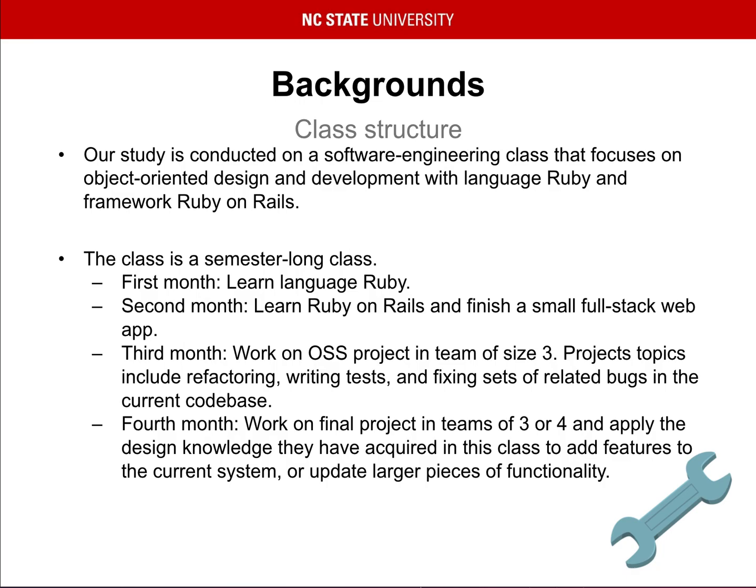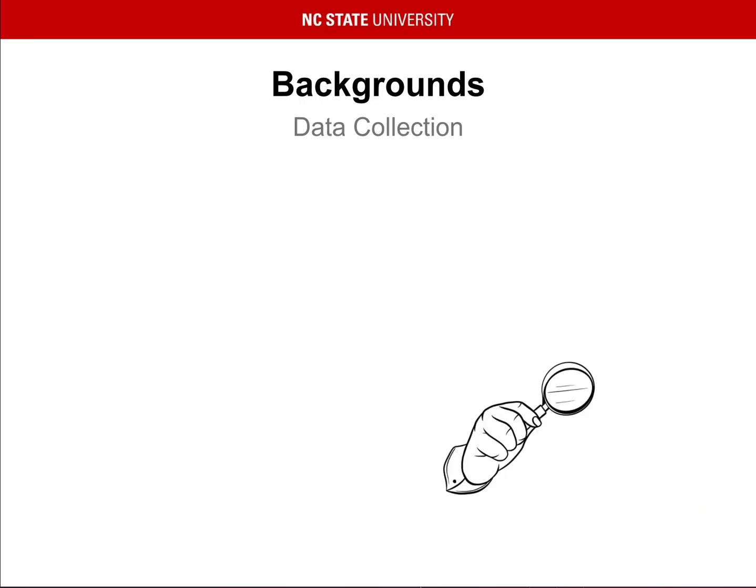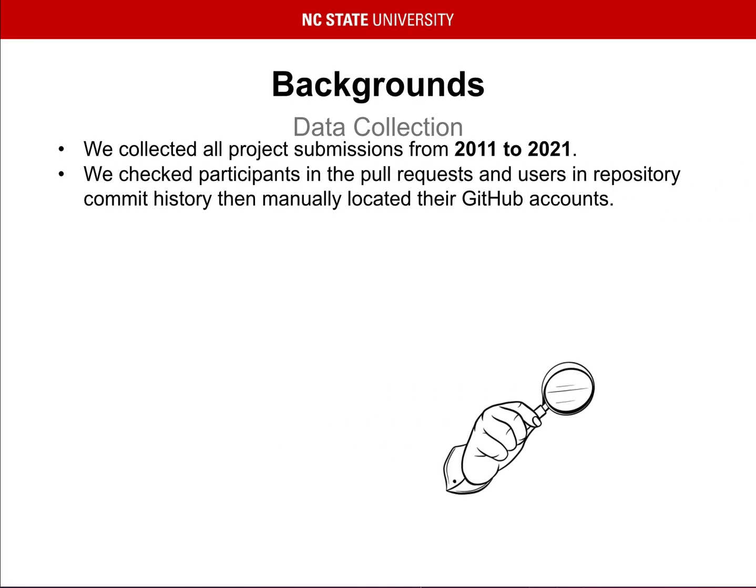Our study is based on the 2 open source software projects done by students in the last 2 months of this class. We collected all project submissions from 2011 to 2021. Most of the submissions over the past 10 years are pull requests. Others are repositories. We checked who were the participants in every pull request and users in the repository's commit history, then manually located their GitHub accounts.